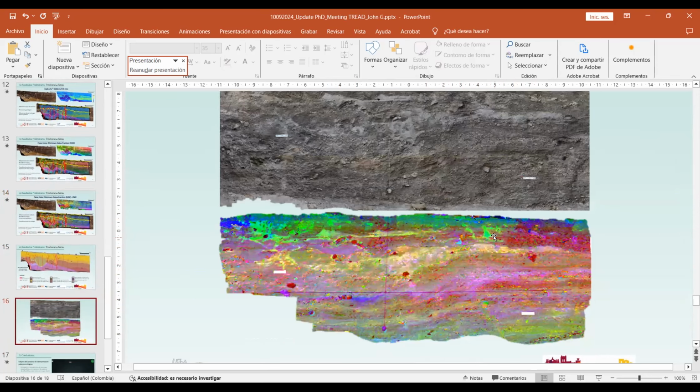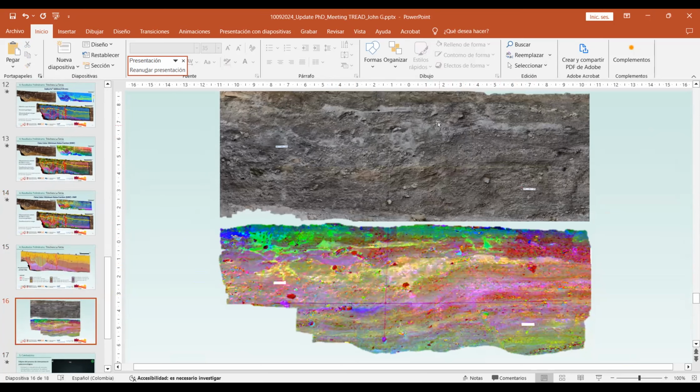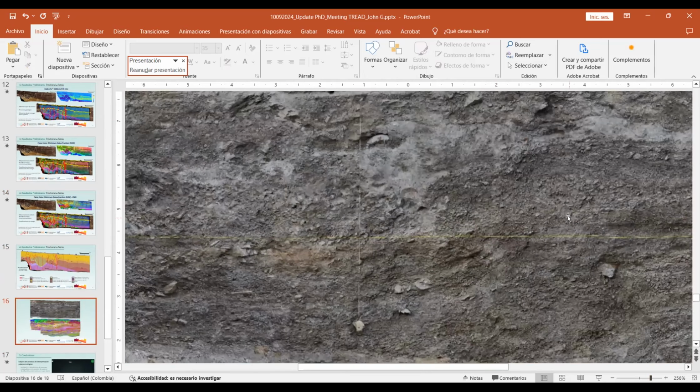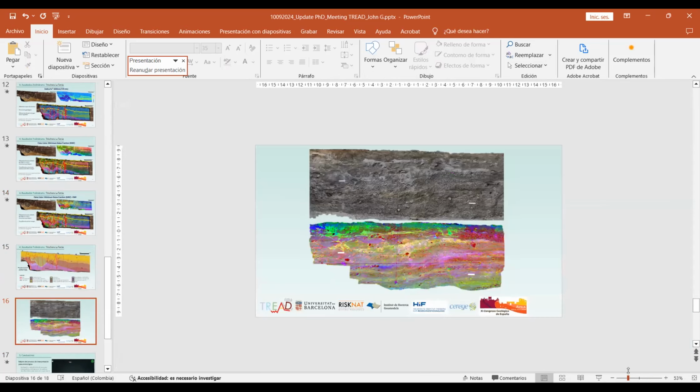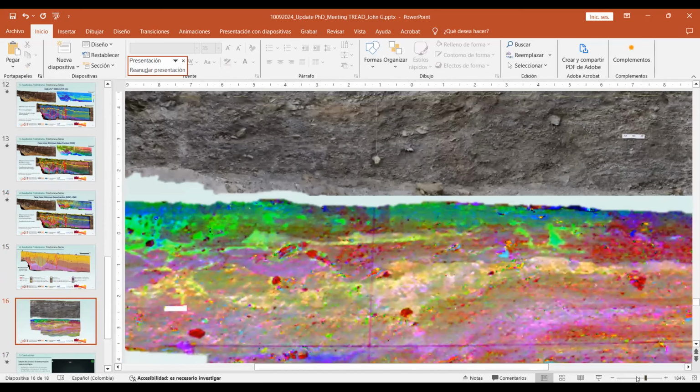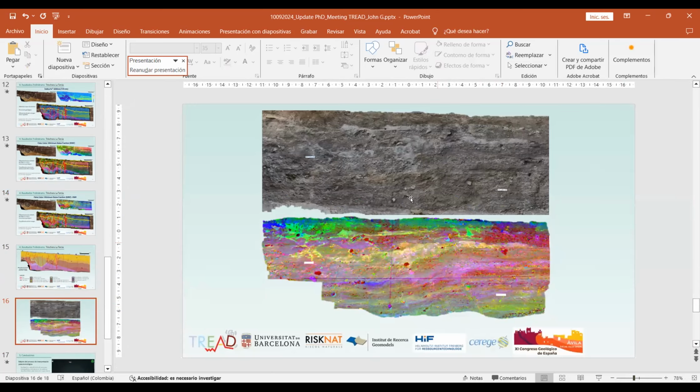This is a new one. This is a recent one. And here the huge question is if the fault maybe is not so clear in the image. So maybe in the image it is not so clear, but there is a fault here. This is a reverse fault.